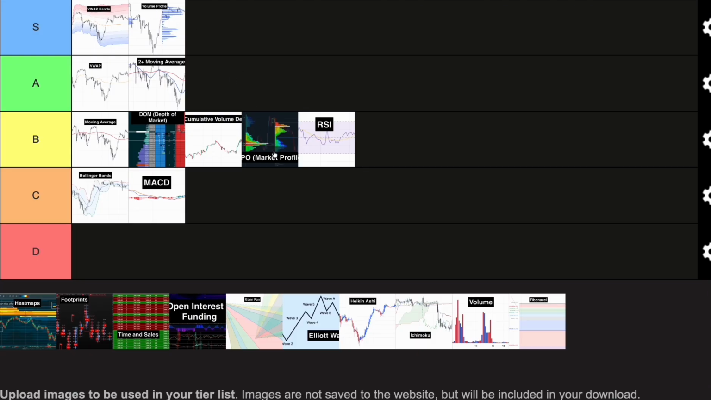And then one thing I think maybe comes to mind is that if TPO is showing one kind of distribution and then volume profile is showing a completely different distribution for the same time period, then maybe it's a sign that something is cooking, and you need to watch out. So maybe it's sort of an alert signal. But other than that, I would just put it in B. It's just not that good compared to volume profile, and volume profile stays in S along with VWAP bands.